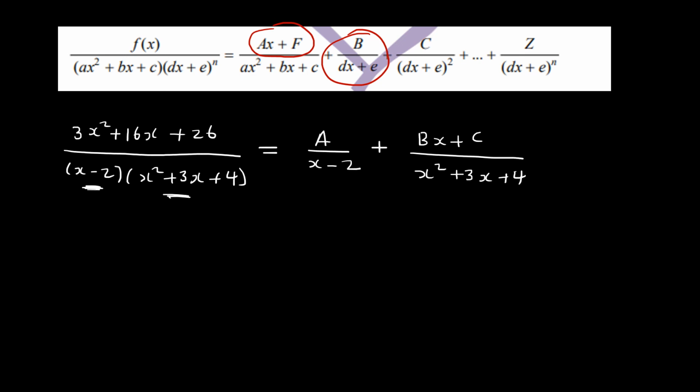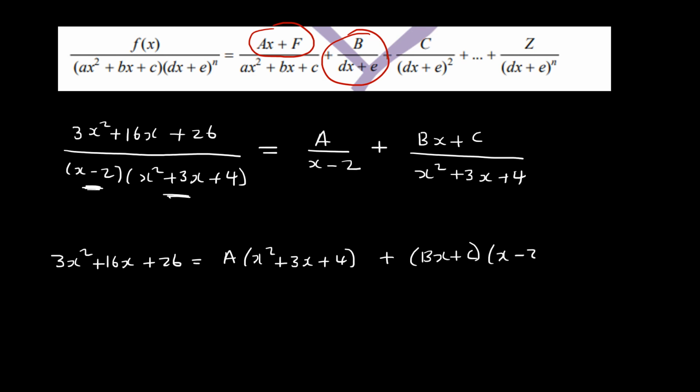Now the next step is to multiply by the denominator on both sides. If I multiply there, I'll be left with 3x squared plus 16x plus 26. If I multiply a, I'll be left with the quadratic because x minus 2 will cancel. If I multiply bx plus c, do you see the bracket? It shows that your x minus 2 is multiplying everything. If you don't put the bracket, you'll end up multiplying only c. So now we have to solve for a, b, and c.